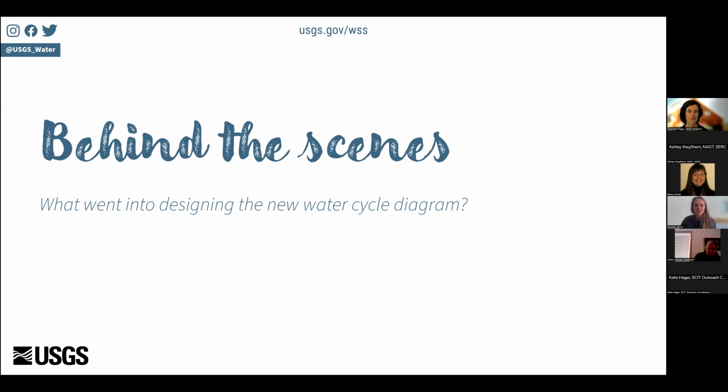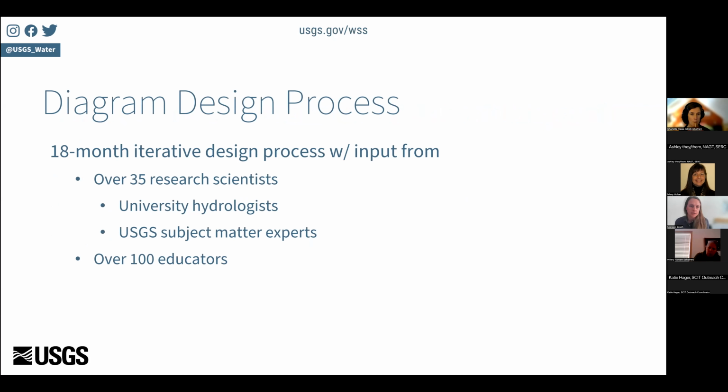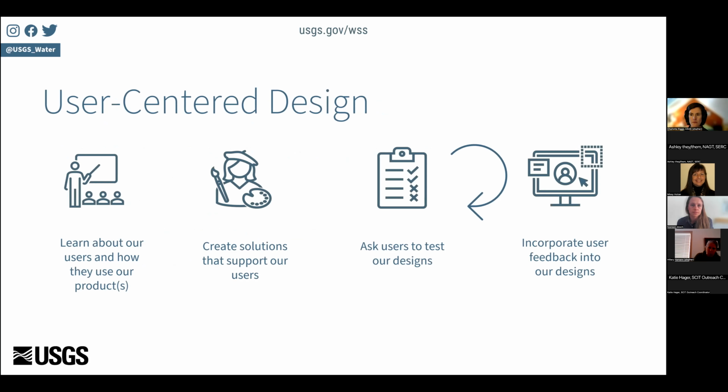Great, thank you, Charlotte. All right, so let's dive behind the scenes and talk a bit about how we actually designed this new diagram. So a team of designers, usability experts, and communicators worked together for 18 months using an iterative design process. And the diagram was created with input from research scientists as well as 100 educators. So the iterative design process that we used is called user-centered design.